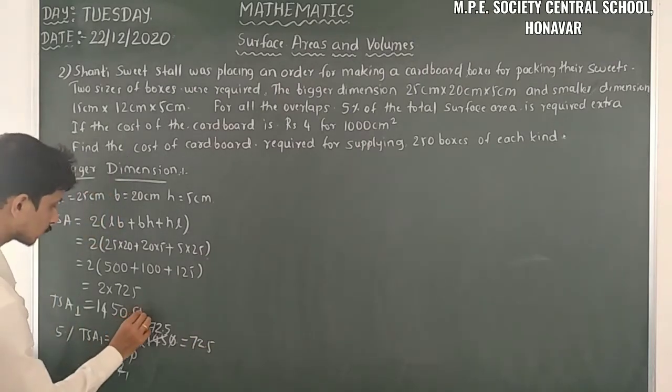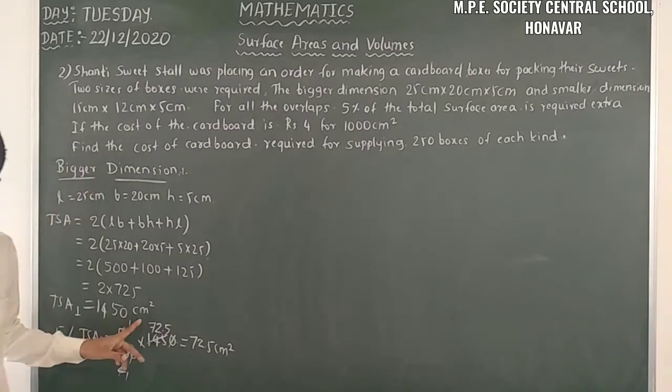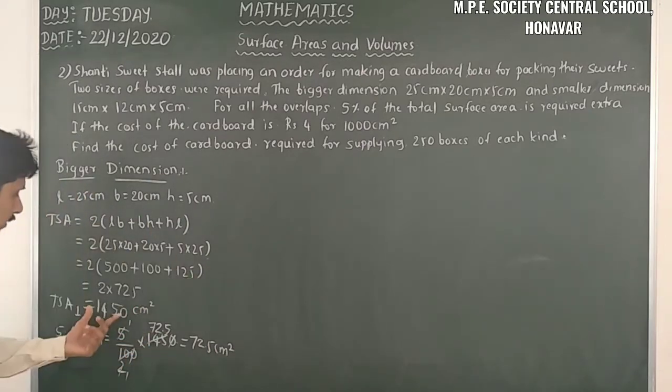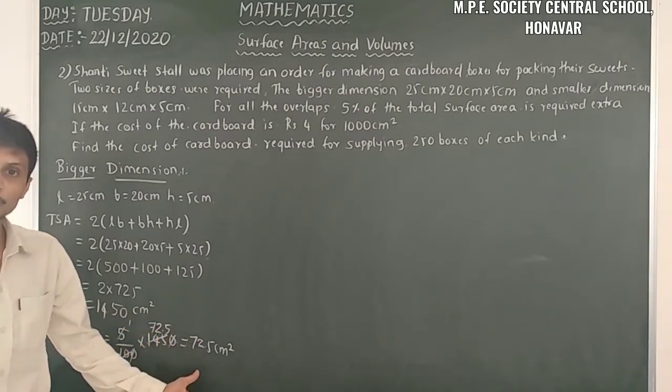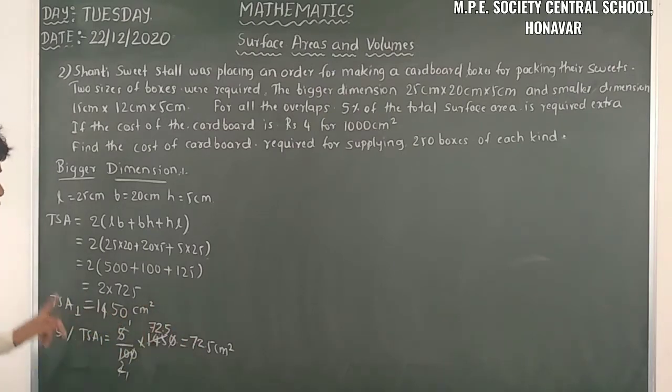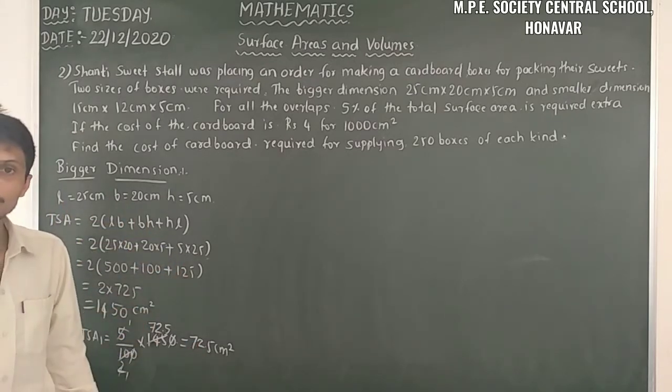So here it is centimeter square, and here it is also centimeter square. That is the total area required for the bigger dimension. So that is 1450 plus 72.5. Here we have the bigger dimension, and 5% of it means 72.5.